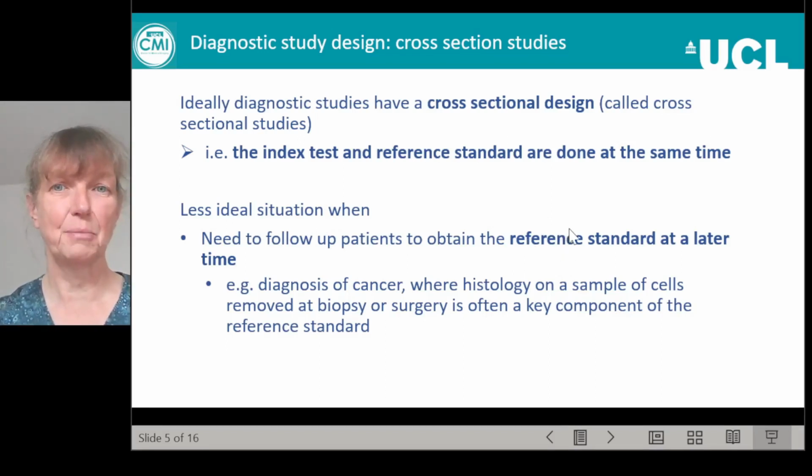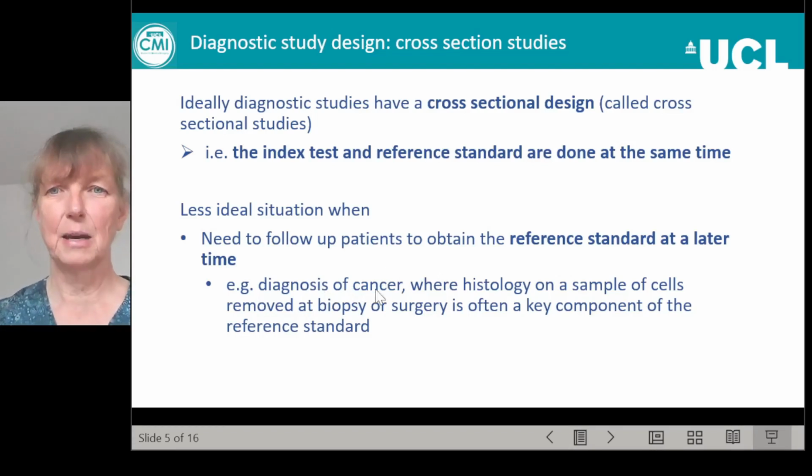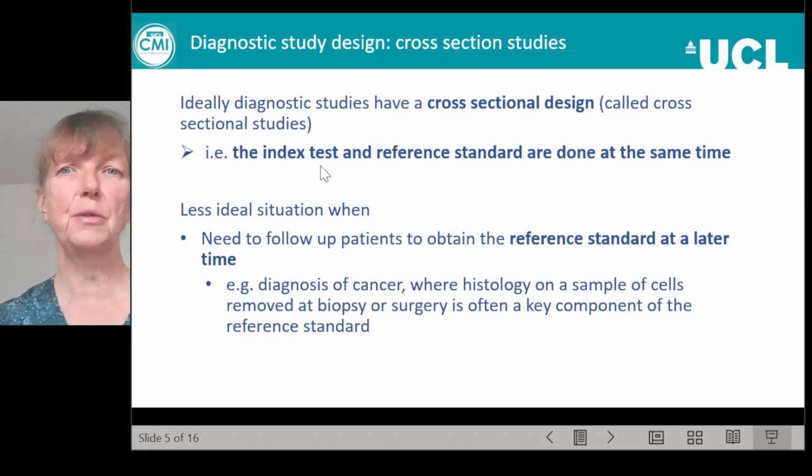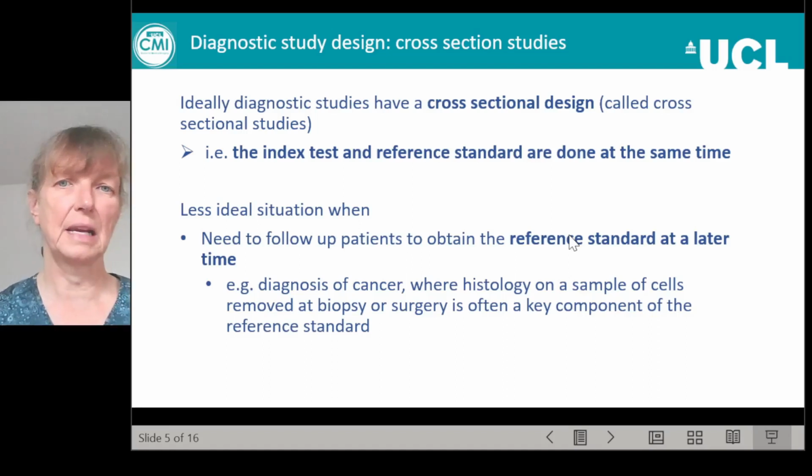You can see that for the test done in primary care, they then get referred on to the hospital, and then they get a biopsy or surgery, and that's how we get the final confirmation of the cancer. So those can still be a cross-sectional design, but where there's a little bit of a follow-up to get the reference standard at a later time. And again, that's quite typical of a lot of studies.